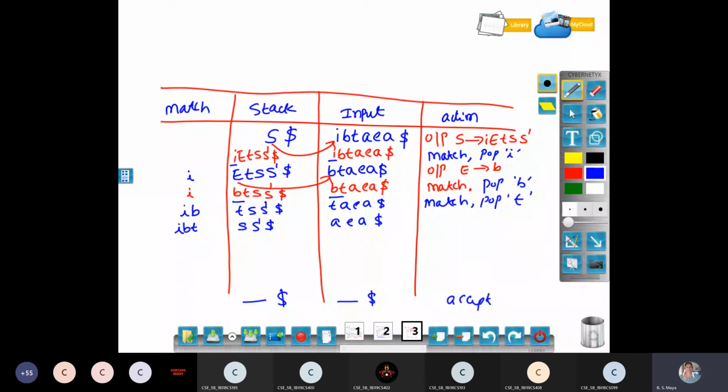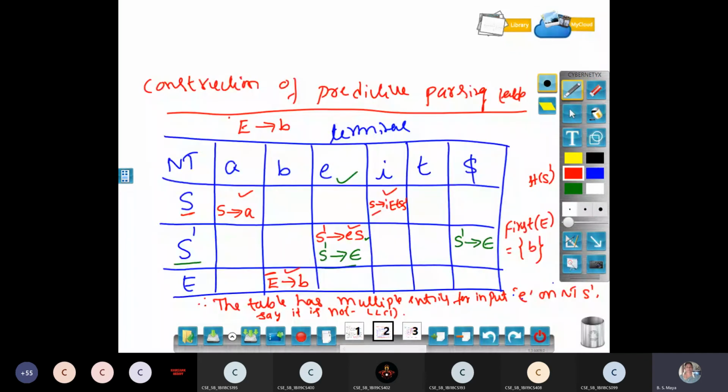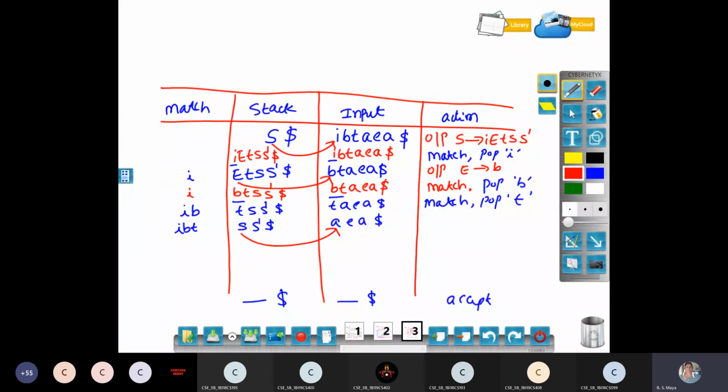Then you can check S on A. See, the next one, we have non-terminal S on the top of the stack. The input symbol is A. Go back to your predictive parsing table. S on A, yes, I have a production S on A. You output the production, replacing with that. Then the remaining is S', dollar, A, E, A, dollar.